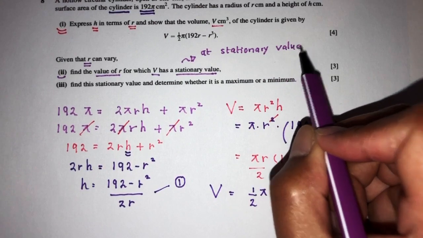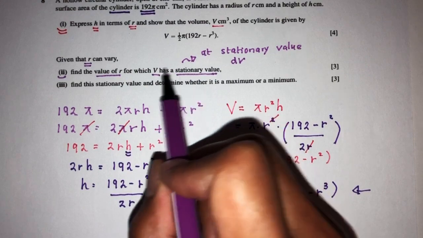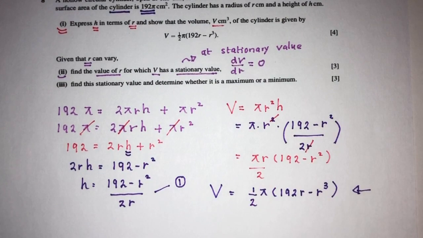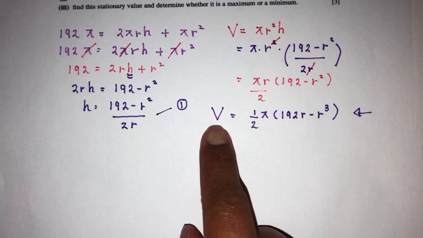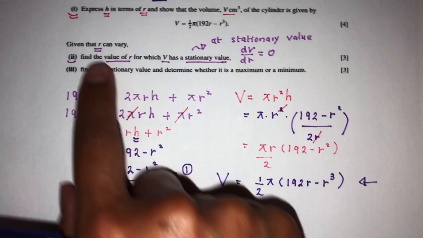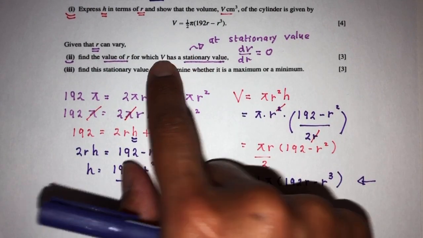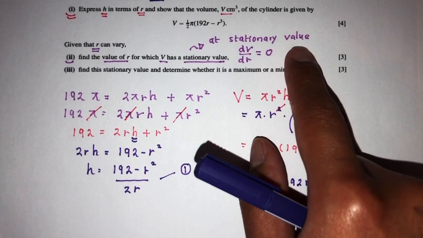Value, we have to have what? dv. So v has a stationary value, so dv by dr has to be 0. So we have to know this, because as you can see here, the equation of v is in terms of r, and r varies. So we have to have dv over dr equal to 0. This is what happens at the stationary value.